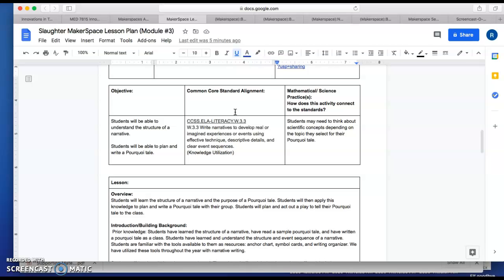So this activity does not necessarily connect to math or science, but it can, depending on what the students choose as their topic. So students may need to think about scientific concepts depending on the topic they select for their pourquoi tale.